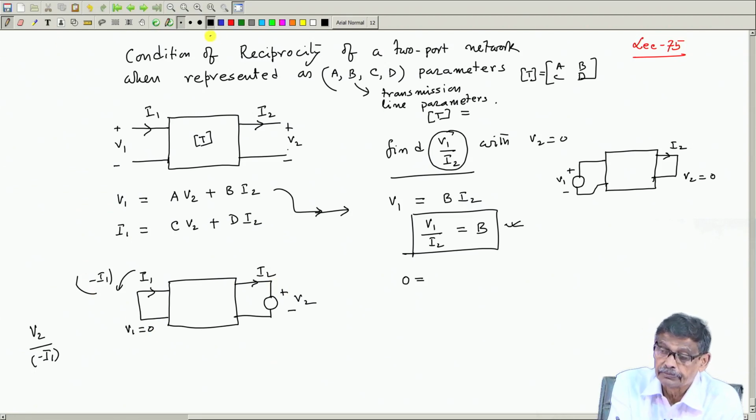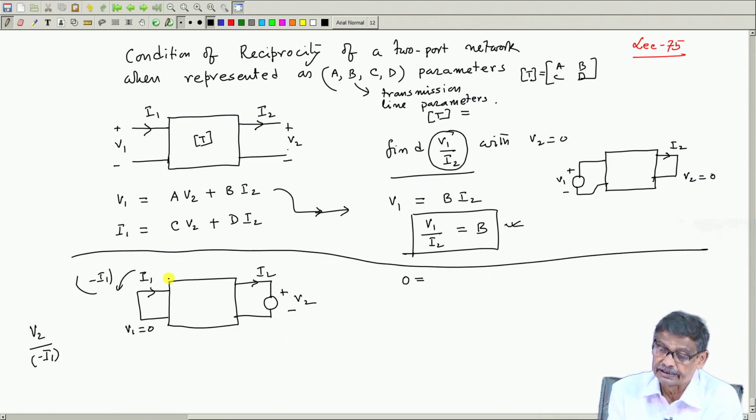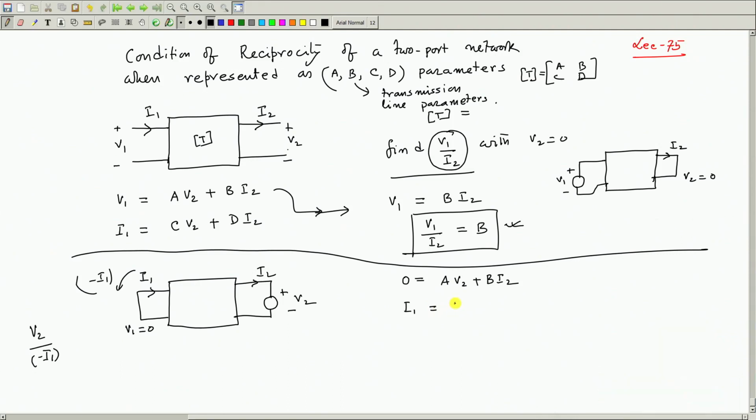This is the second experiment we are doing; put a horizontal line here. First experiment is over, second experiment, but this equation is fundamental. V1 equal to 0 should be equal to A into V2 (V2 is not 0) plus B I2. This will be there, and the second equation is I1 is equal to C V2 plus D I2.